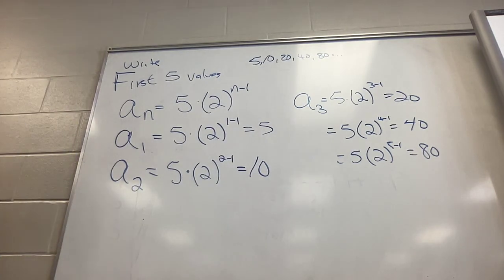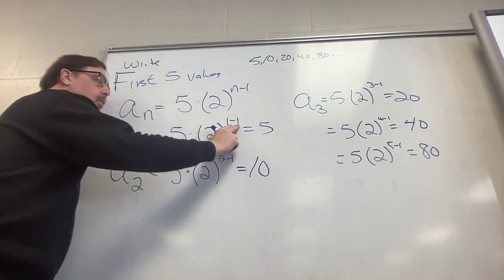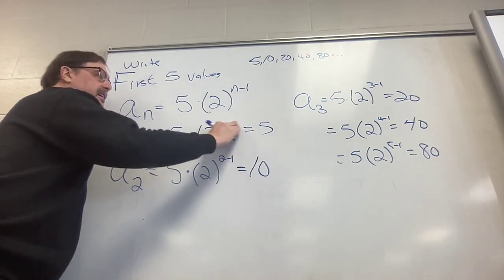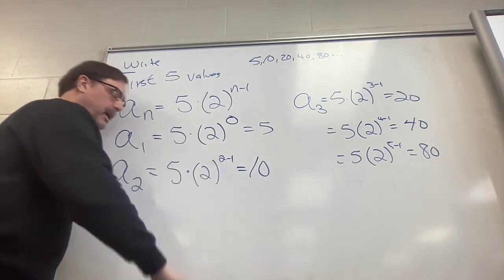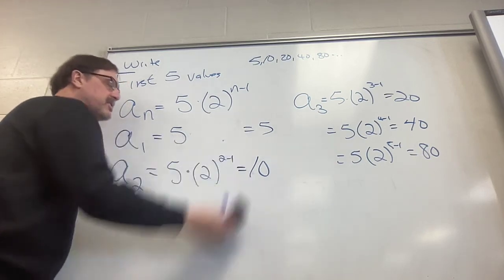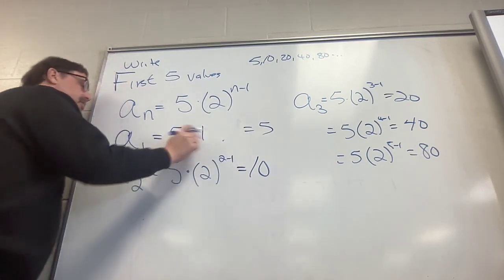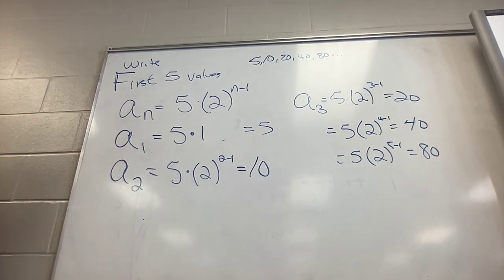Why would the first one be 5? Because when this 1 is here, 1 minus 1 is really 0. Anything to the 0 power is a regular old 1, so it actually turns out to be 5 times regular old 1, or regular young 1, depending on if you were old or young.